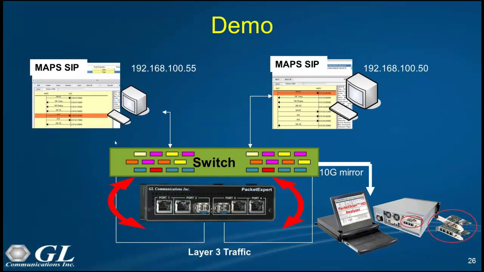Okay. So this is my configuration. Here is a packet expert. I have 1 gig traffic on port 2 connected to a switch, and 1 gig traffic on port 3 connected to the switch. And I'm taking some voice calls using our MapSIP application. All these are connected to one big pipe, that is a 10 gig switch, and there's a mirror port which I'm connecting to the PacketScan HD, that is a 10 gig card here. This is my setup.